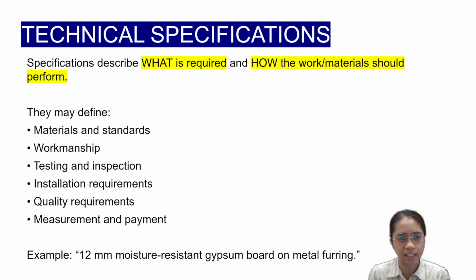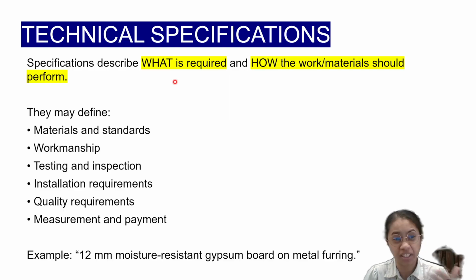Information inside the technical specifications are materials and standards, workmanship, what is the expectation, how will it be tested and inspected, methodology or installation requirements, quality requirements for checklist, measurement, and payment. This is an additional. For example, 12 mm moisture resistant gypsum board on metal furring.